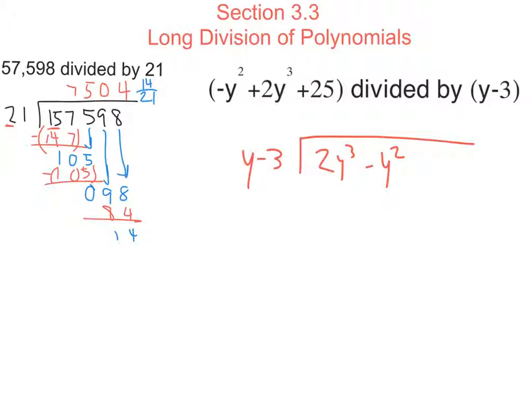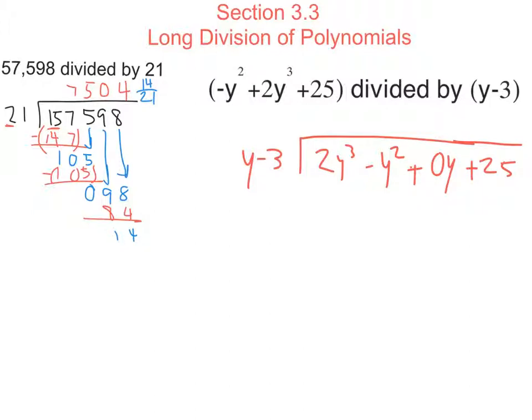No. So I need to represent that y even though it's not there. How am I going to do that? I want to put a plus 0y even though it's not there. And I'm also going to put that plus 25 at the very end. So ladies and gentlemen, there is my division problem.